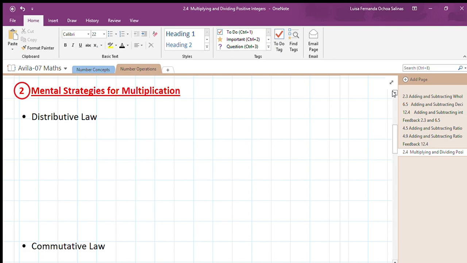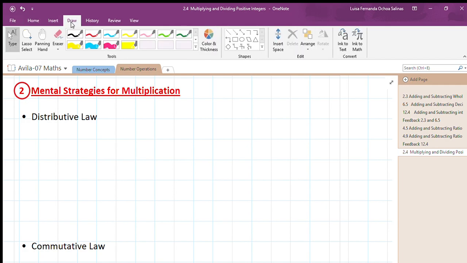Okay, so the first one is we're going to talk about the distributive law of multiplication. So we have done this one before, and don't worry about these names. I just thought that it would be good to use the proper name. You don't have to memorize it. It's more about using the strategies, okay? So let's say that I'm being asked to do 8 times 13.